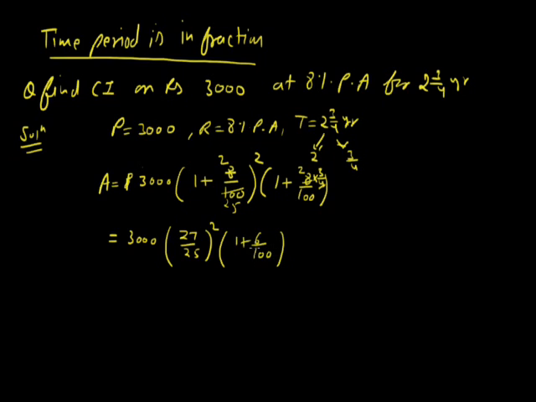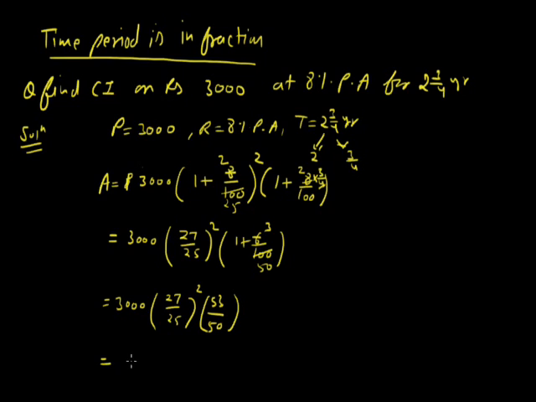Again we can cancel 6 and 100 by 2, that is 3 times, and that is 50 times. So 3000, so 27/25 the whole square. Now 3/50. 1 plus 3/50 means 53/50. We take the LCM, we get the value 53/50.